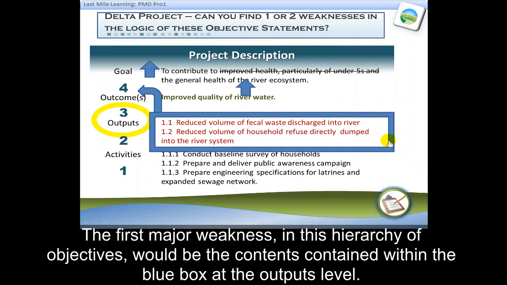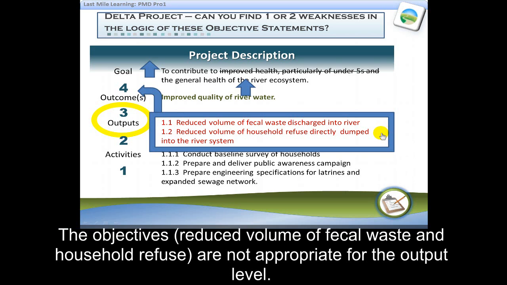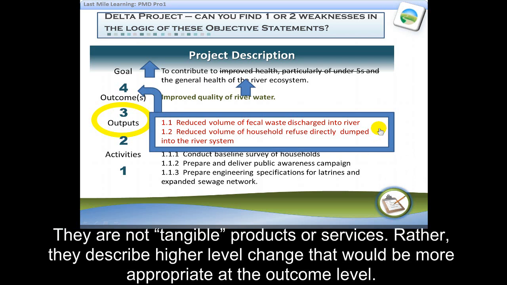The first major weakness in this hierarchy of objectives would be the contents contained within the blue box at the outputs level. The objectives, reduced volume of fecal waste and household refuse, are not appropriate for the output level. They are not tangible products or services. Rather, they describe higher level change, and they'd be more appropriate at the outcome level.